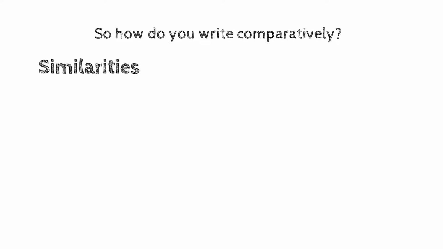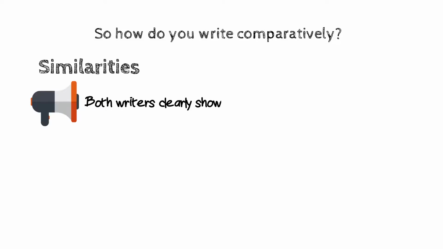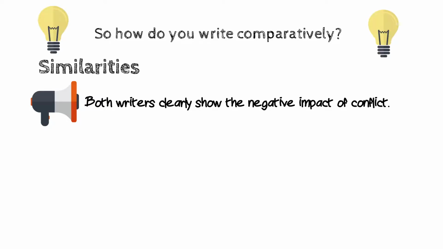If you are planning to write a similarities paragraph, you could start off your analysis with a phrase such as, both writers clearly show the negative impact of conflict. If they are relevant to the question, you can use some of the same ideas in 7b as you did in 7a, but the analysis in 7b must be much more detailed and developed.